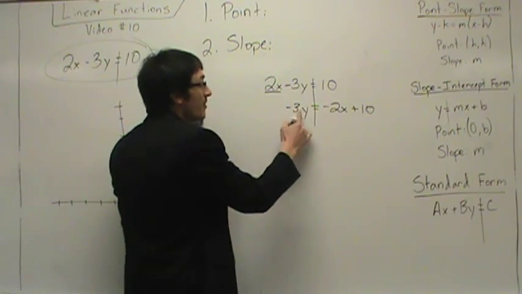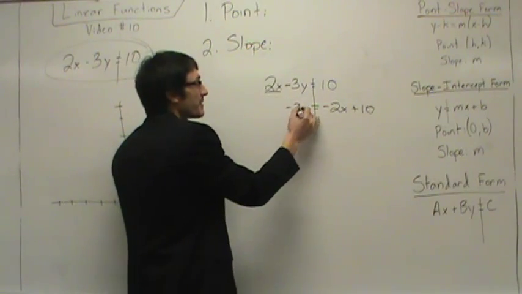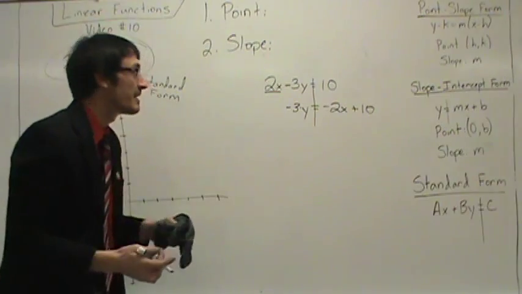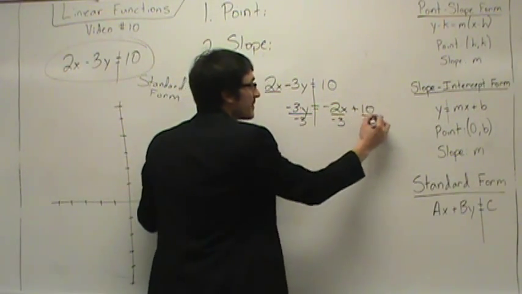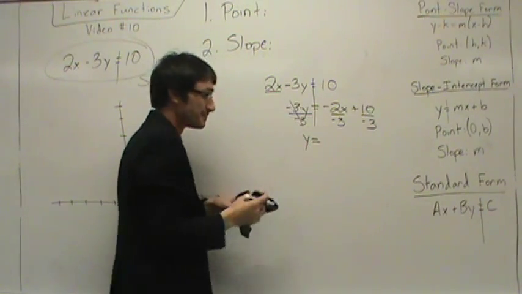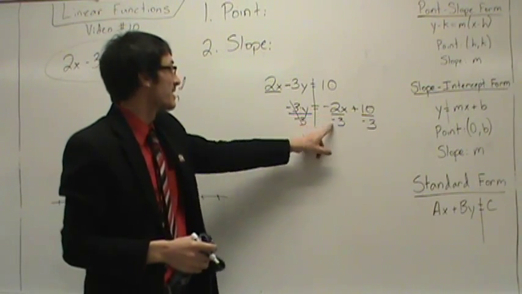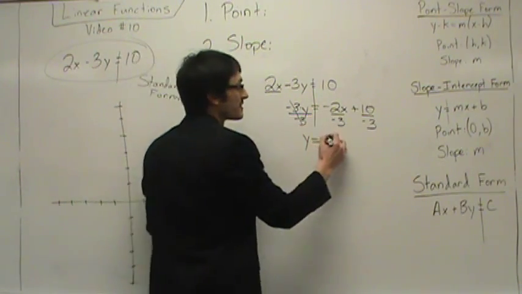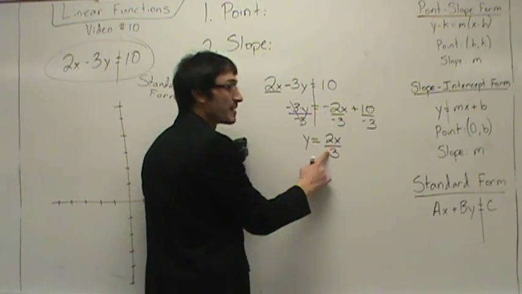Are we done? No. Okay, notice that we have to get y by itself. So what do we still have to get rid of? We have to get rid of the negative 3. Notice that negative 3 is being multiplied. So we're going to divide by negative 3 on every term. Divide by negative 3, divide by negative 3. Okay, so these cancel. We're left with y equals, and notice, negative 2x over negative 3, what happens with the two negatives? Okay, hopefully you say these cancel. We're left with 2x over 3.